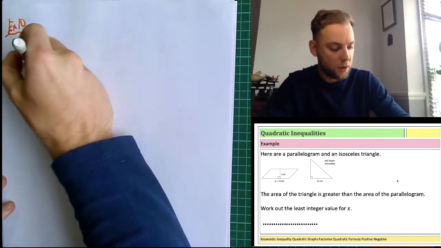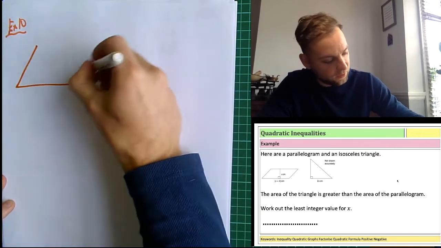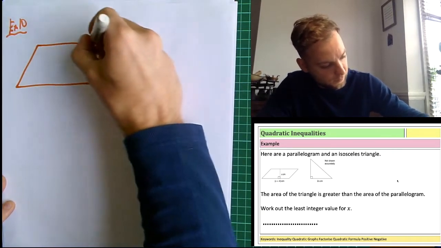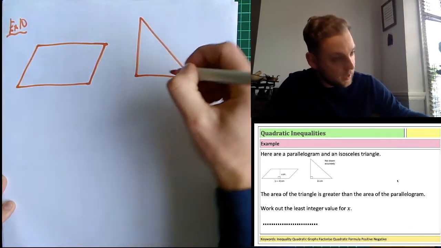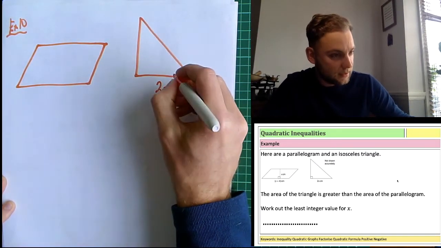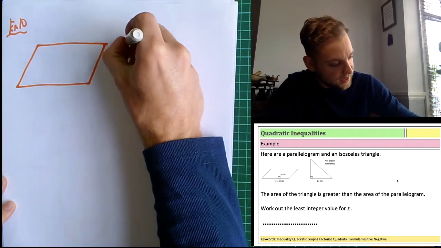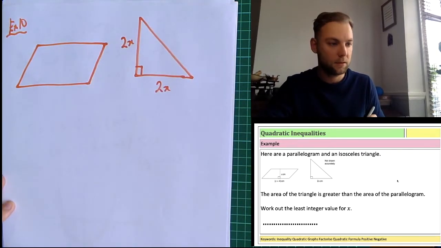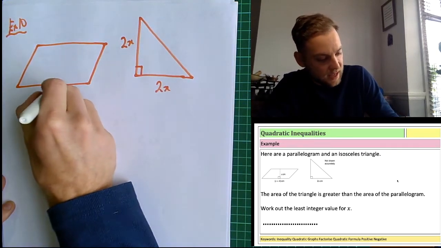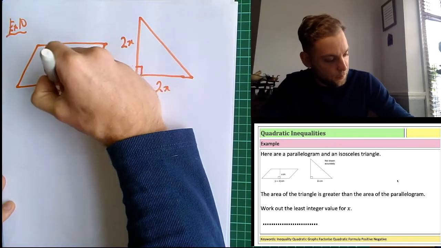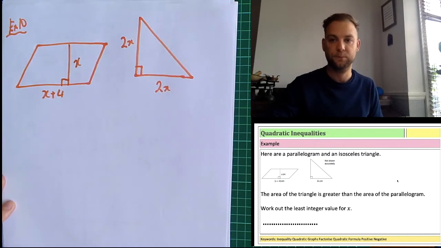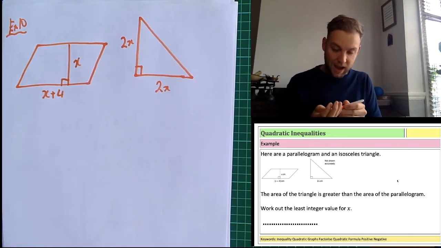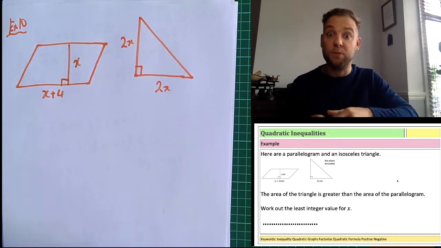So I've got here a parallelogram, like so. And I've got an isosceles triangle. The base of this one is 2x. Because it's isosceles, I know that this is 2x as well. The base on this is x plus 4, and the perpendicular height on this is equal to x. So let's work out the areas of both of these in terms of x first.